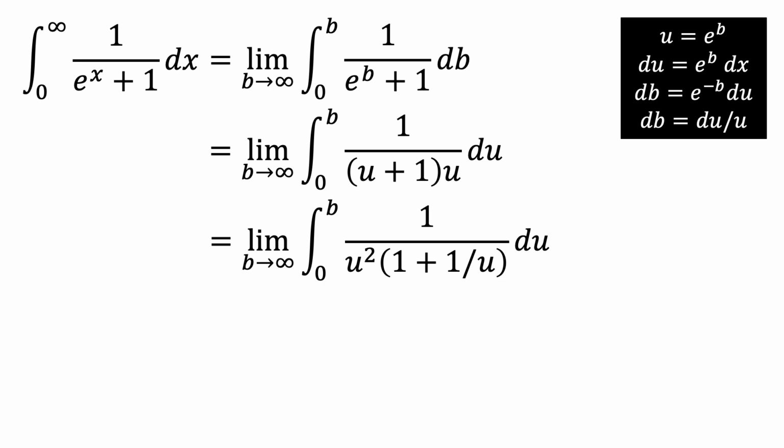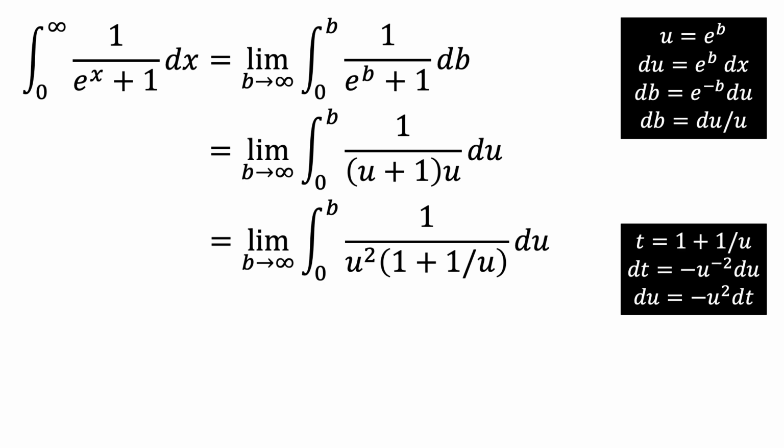I will now rewrite this in a slightly different fashion in order to allow me to use another substitution further down the line. I will let the integrand become 1 over u squared times the quantity 1 plus 1 over u with respect to u, and anybody can verify that this is indeed equal to the previous line.